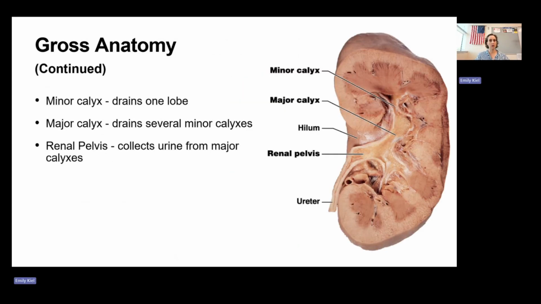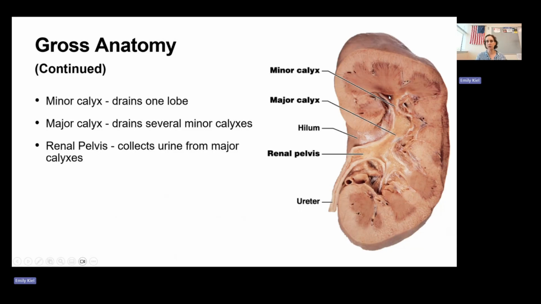A little bit more terminology. What we're seeing here is an actual preserved specimen. You can see the capsule around it, with your cortex as the outer layer and your renal medulla as the inner layer. Here are your renal columns. Here is a renal pyramid, and here is a renal papilla.